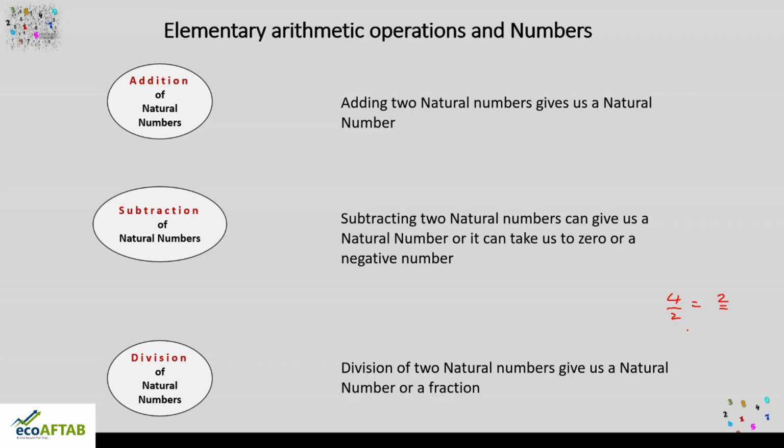Next, 1 by 2, this is a fraction, or in decimals it is 0.5. So when I say 0.5 or when I say 1 by 2, this is our set of rational numbers. So division of natural numbers can give us natural numbers or it can give us rational numbers.